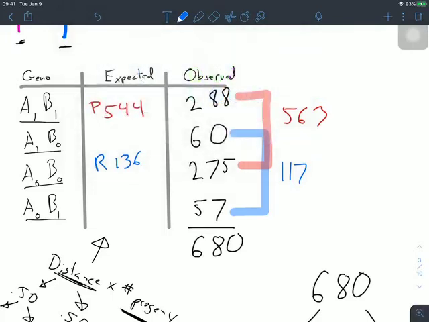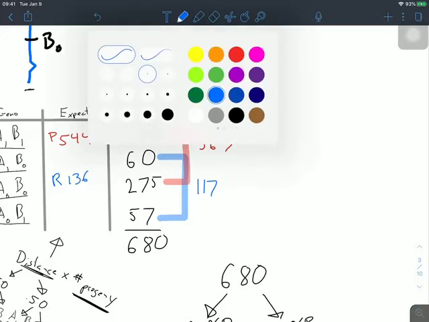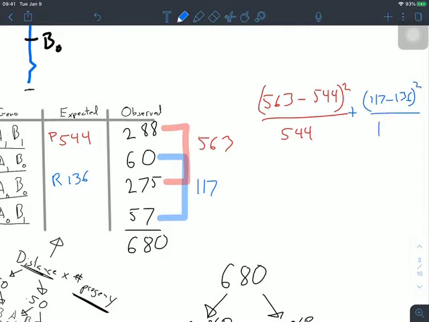So let's go ahead and put together our chi-squared equations again. Observed minus expected, we'll start with our parentals. Observed was 563. The 3 needs to look more like a 3. Minus the expected number, which was 544. All of that squared, divided by 544 expected. Add that together with our observed number of recombinants, 117, minus expected, 136. Square that whole thing, and divide it by our expected of 136.